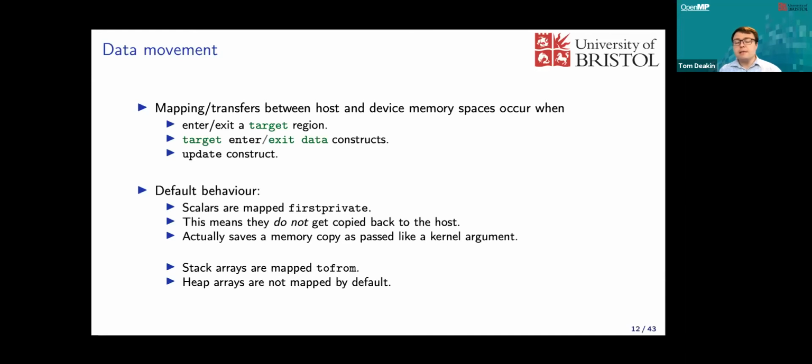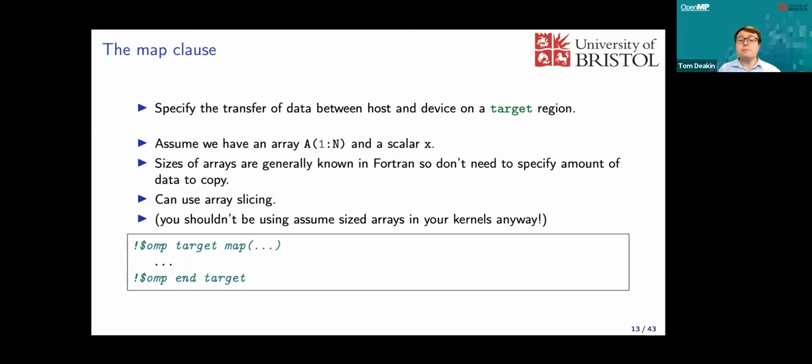But heap arrays, things with the allocatable property, are not mapped by default at all. And we, as programmers, need to map these heap arrays ourselves. To do that, we're going to be using the map clause. This specifies information about the transfer of data between the host and the device on the target region.